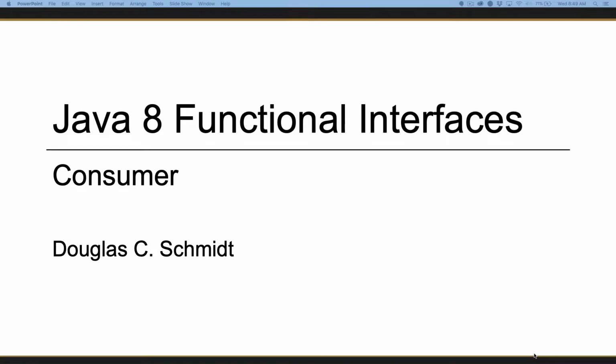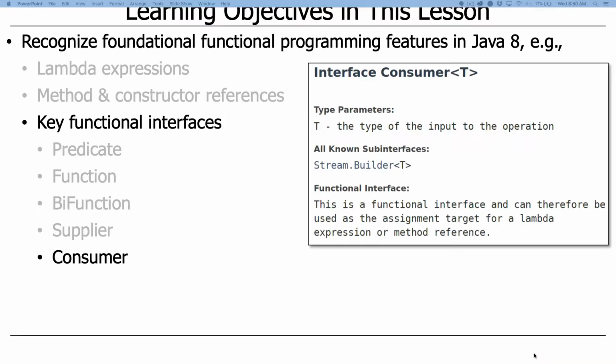So here's where we left off. We were talking about different types of functional interfaces last time. We talked about predicate. We talked about function. We talked about bifunction. We talked about supplier. Now we're going to talk about consumer.